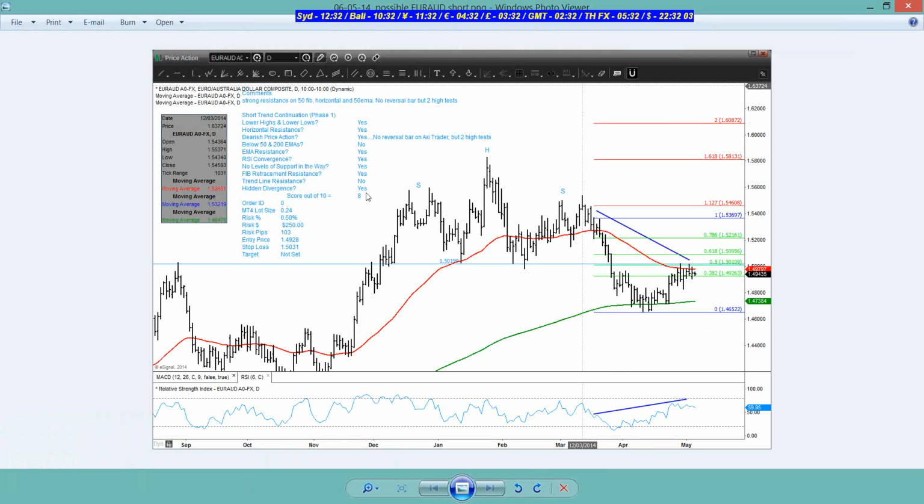That's good. Head, shoulder, shoulder, and this could be the neckline. We'll come back to test it. Yeah. Hidden divergence, yes. Strong resistance, horizontal, no reversal. Yep. Sounds good. Just 0.5%. Nice work.